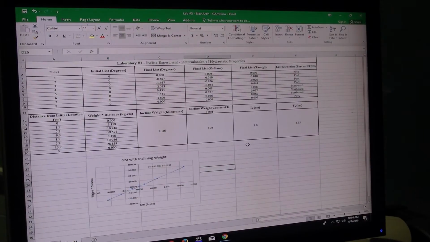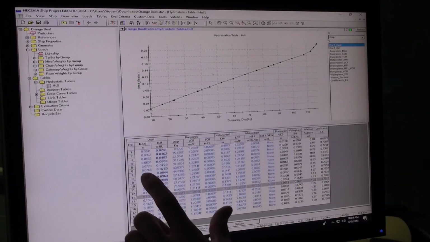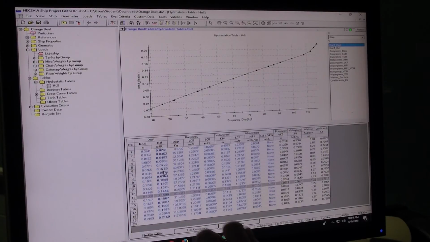Will you finish up the calculation on Excel now? Yeah, for sure. Show us how you do that. Our GM value must be seen. Alright, so the GM value, since it's the equation WD over displacement times tangent theta, is going to be, if we go to here, we found our displacement for 0.0765 meters is going to be 40.0321.